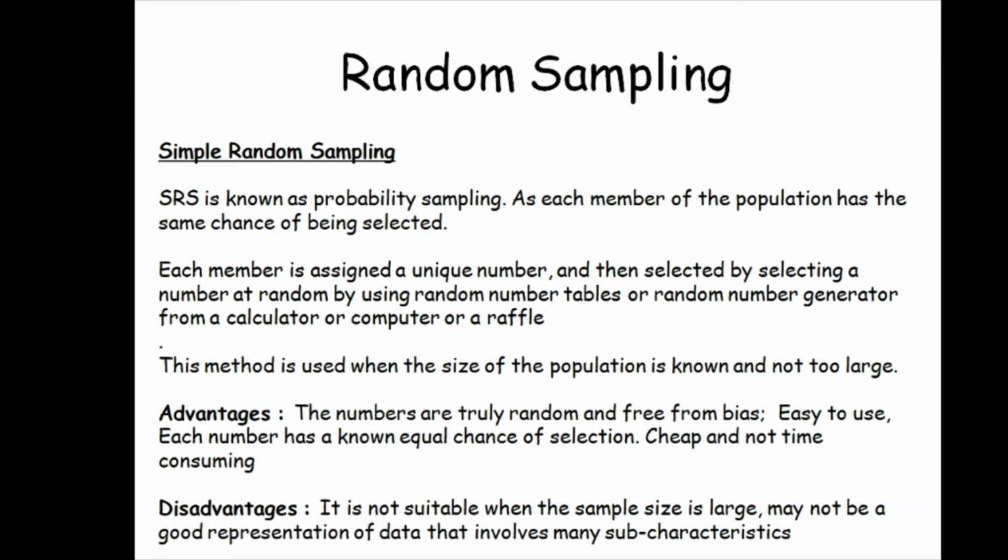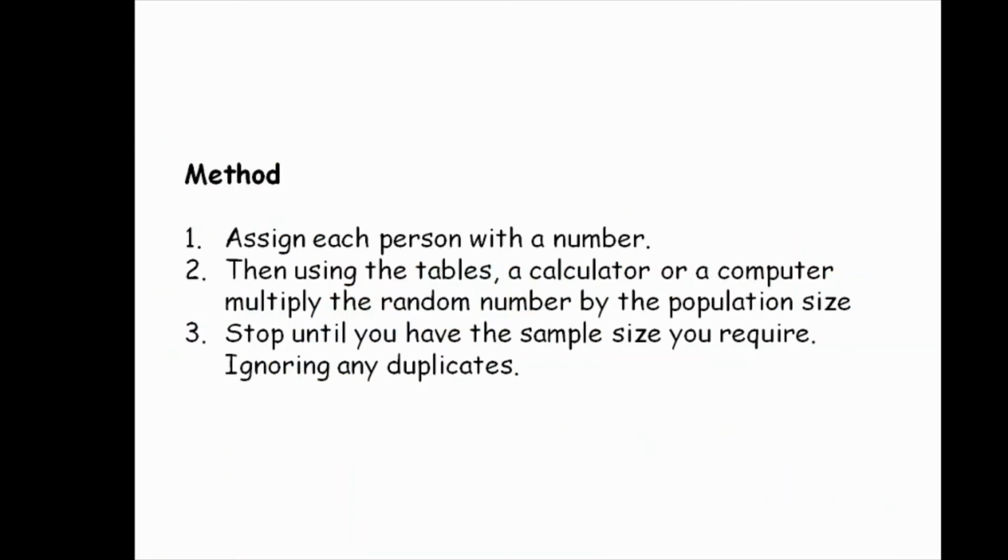So moving on to the next one. Now obviously one thing we need to look at here is the method in which you do this. So collecting a random sample, the first thing we need to do is assign each person with a number, then using a table or a calculator or computer, or even numbers in a hat, multiply the random number by the population size, and then stop until you have the sample size you require, ignoring any duplicates.